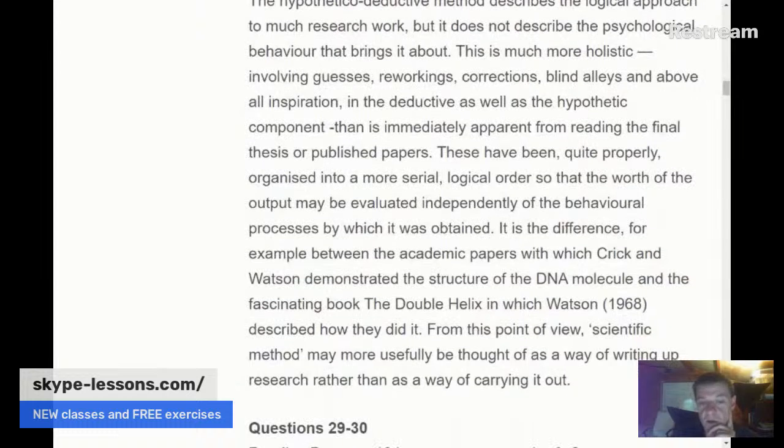These have been quite properly organized into a more serial logical order so that the worth of the output may be evaluated independently of the behavioral processes by which it was produced. It is the difference, for example, between, I feel like there should be a comma there, I don't know about you guys, the academic papers with which Crick and Watson demonstrated the structure of the DNA molecule and the fascinating book, The Double Helix, in which Watson described how they did it. From this point of view, scientific method may more usefully be thought of as a way of writing up research rather than as a way of carrying it out.